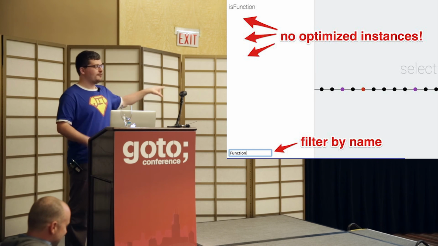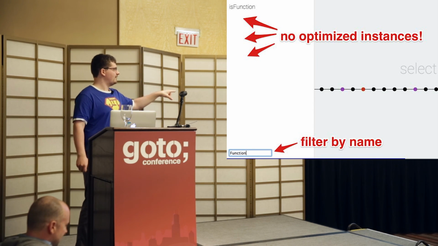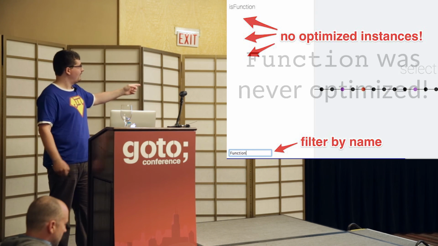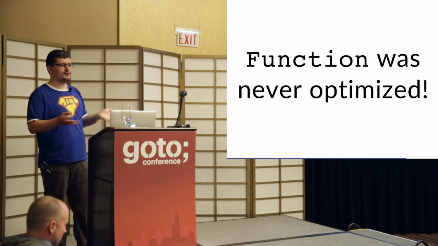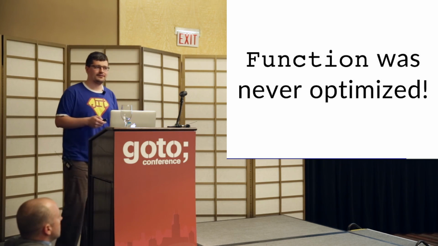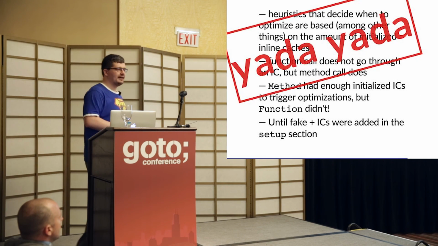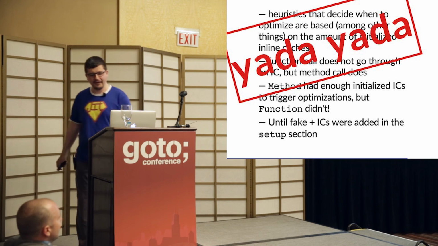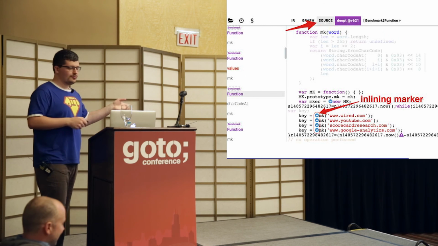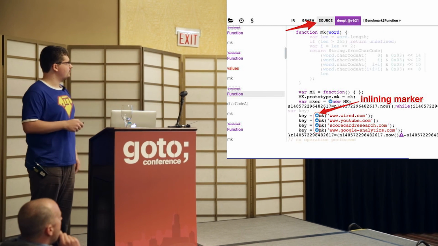Well, it turns out that before I did that, there was no function benchmark optimized at all. For some reason, V8 was not optimizing it at all. And of course, if you don't optimize it, it will be slower than the completely optimized method benchmark. There is an explanation here, but it all boils down to yada yada stuff. And I am not going to go into details. But let's look at the code once I put these things in front of it, and it was optimized.